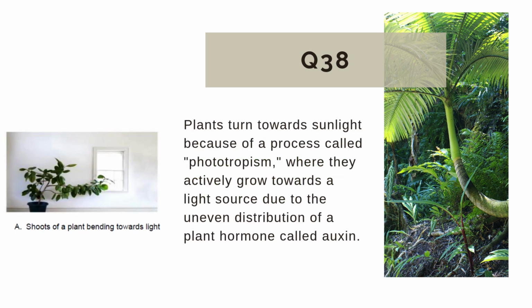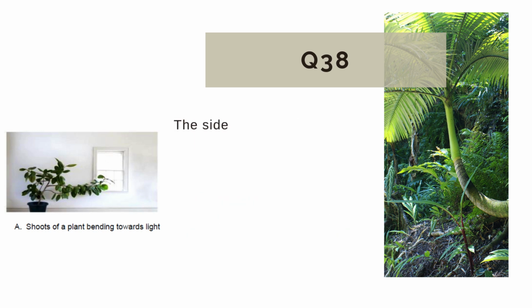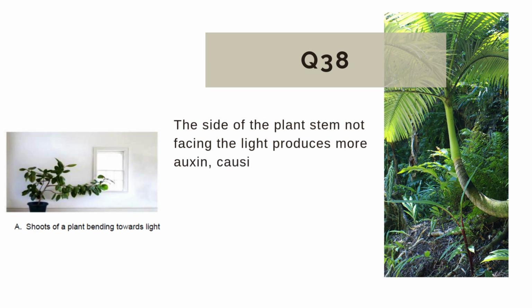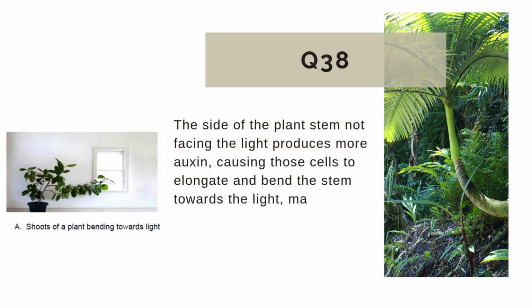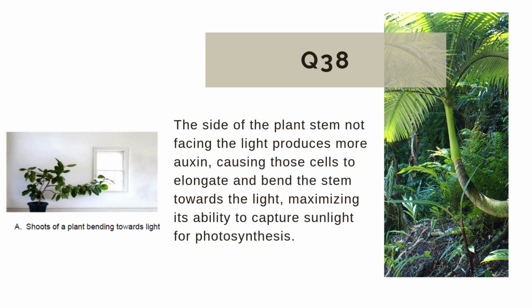Plants turn towards sunlight because of a process called phototropism. They actively grow towards a light source due to an uneven distribution of a plant hormone called auxin. So essentially, the side of the plant stem not facing the light produces more auxin, causing those cells to elongate and bend towards the light, maximizing its ability to capture sunlight for photosynthesis.